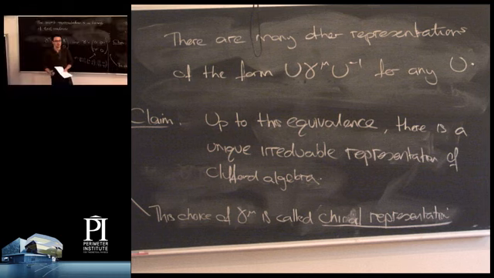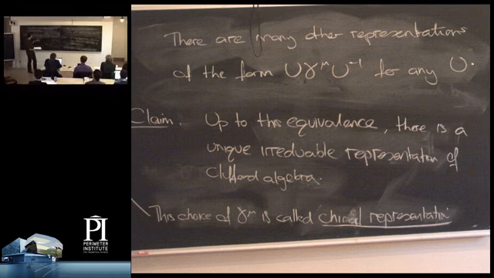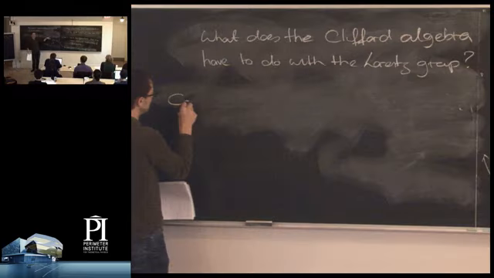Questions? Okay, so I've just kind of pulled these gamma matrices out of the blue. What I now want to do is show you what these gamma matrices have to do with the Lorentz group. At the moment, they're just some random matrices that obey a nice equation. So let's see exactly what these have to do with the Lorentz group.